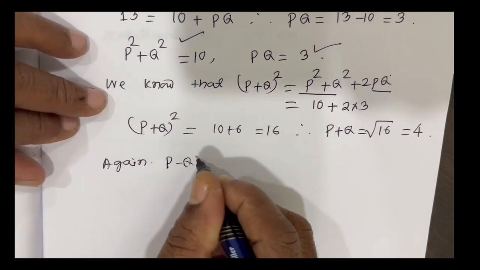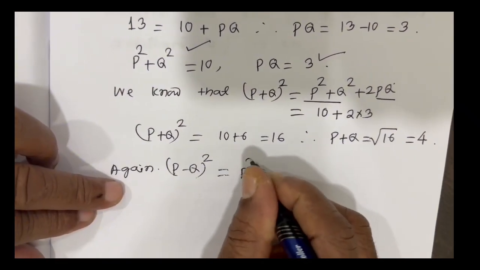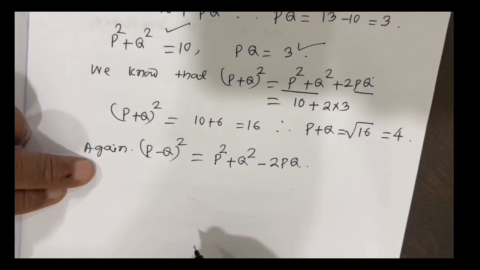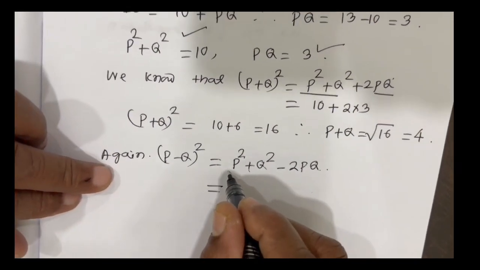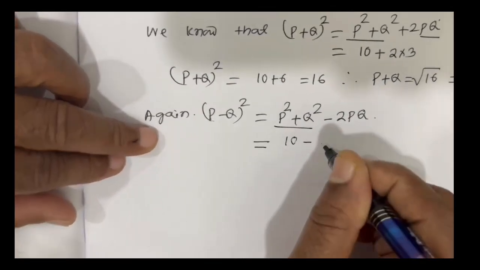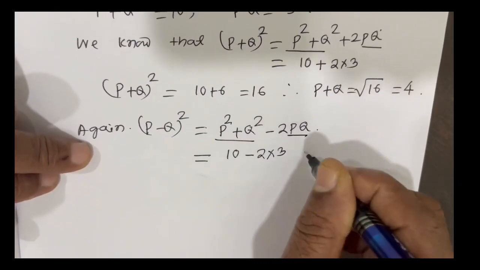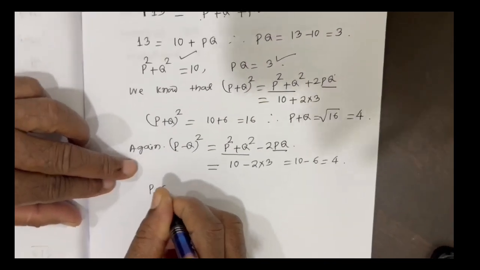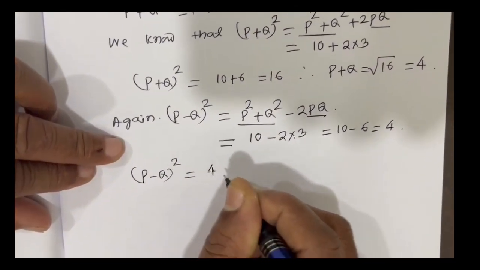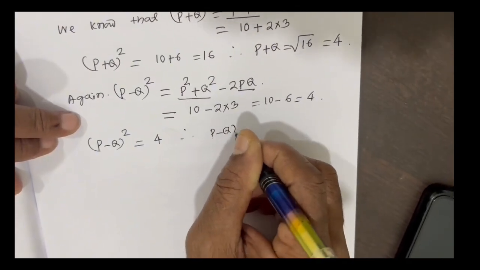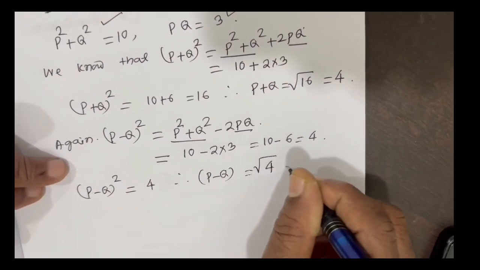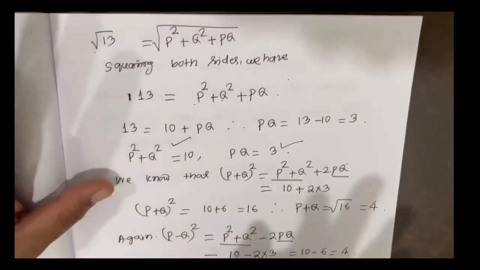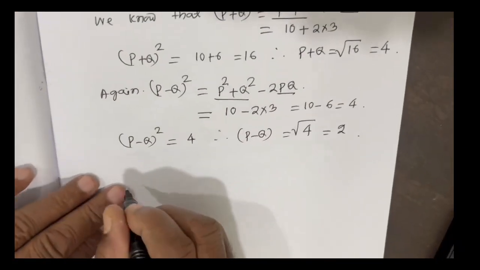Again, P minus Q square is equal to P square plus Q square minus 2PQ. Because P square plus Q square is equal to 10, minus 2 into PQ is equal to 3, that is 10 minus 6 is equal to 4. Therefore, P minus Q square is equal to 4, or P minus Q is equal to root over 4 is equal to 2. Now we need to find out P and Q.